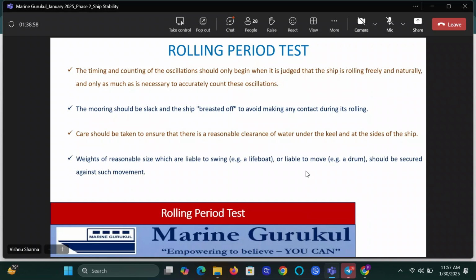Weights of reasonable size like lifeboats, etc., should be secured. If they are allowed to swing, they will affect the rolling period of the vessel. So these weights which are liable to swing should be secured. The free surface effect in the tanks should be kept as minimum as possible during the test.